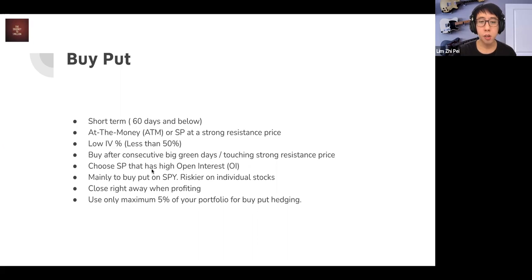Similarly, you also need to choose a strike price that has high open interest. And for buy put strategies, investors mainly buy puts on SPY, which is the S&P 500 ETF. This is because it is riskier to do it on individual stocks. And for this strategy, you need to close right away when you are profiting. Because as I mentioned, when a stock price corrects or drops, it's very fast and very short. So after dropping maybe a few days, it will rise again very fast. So that's why you need to close right away when you have some profits. And for buy put, you use only a maximum of 5% of your portfolio, it's for hedging purposes.